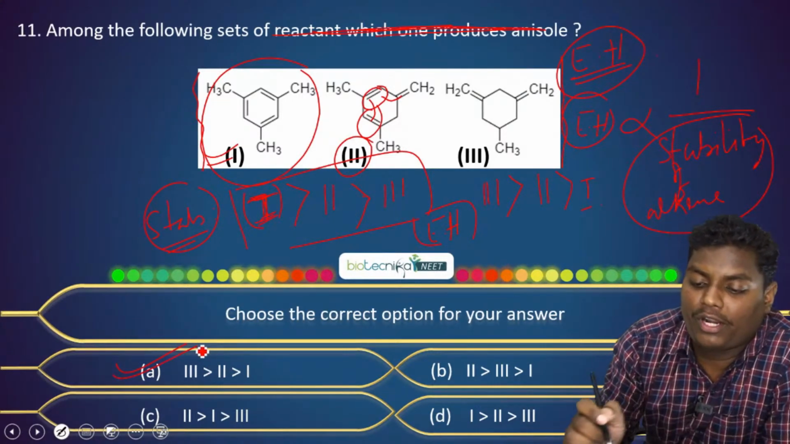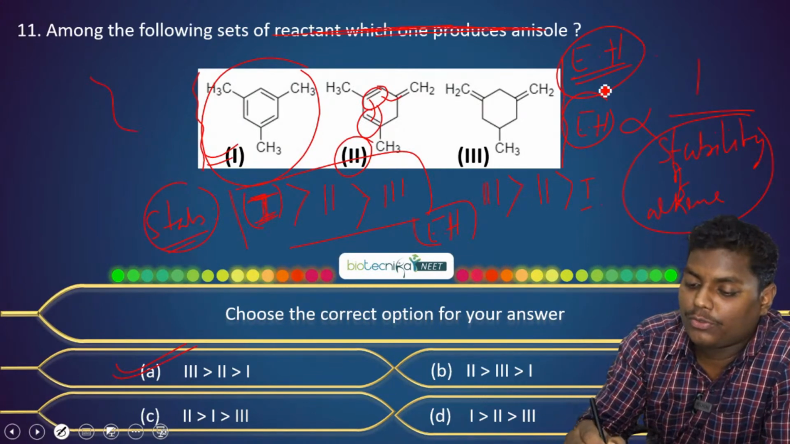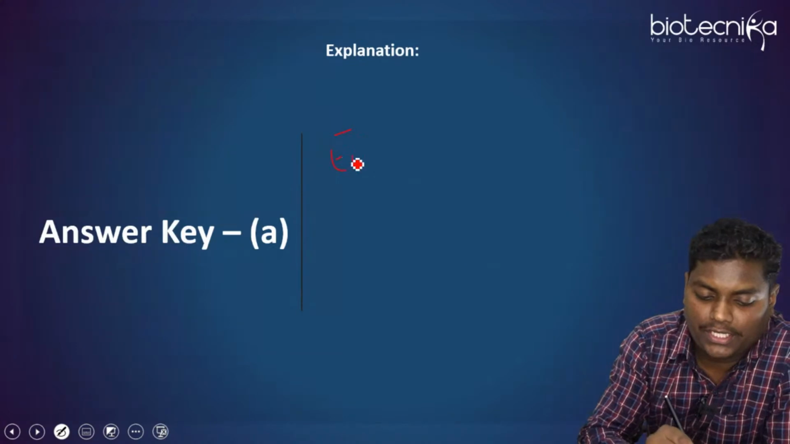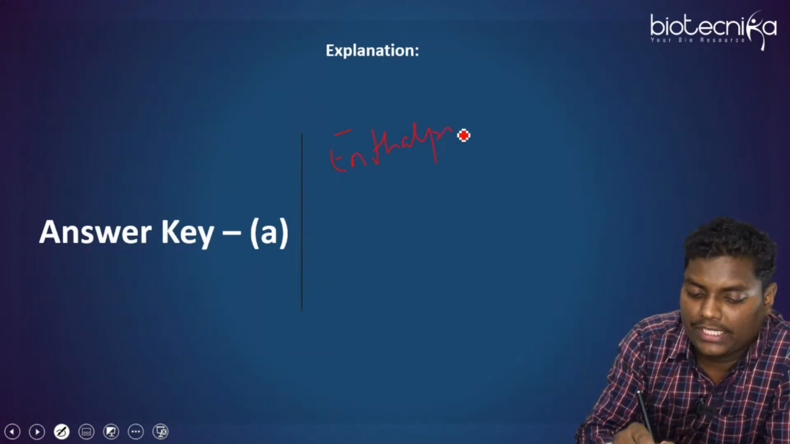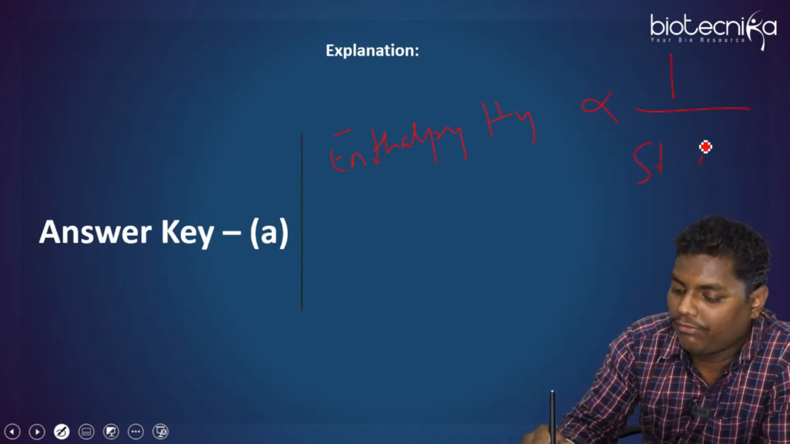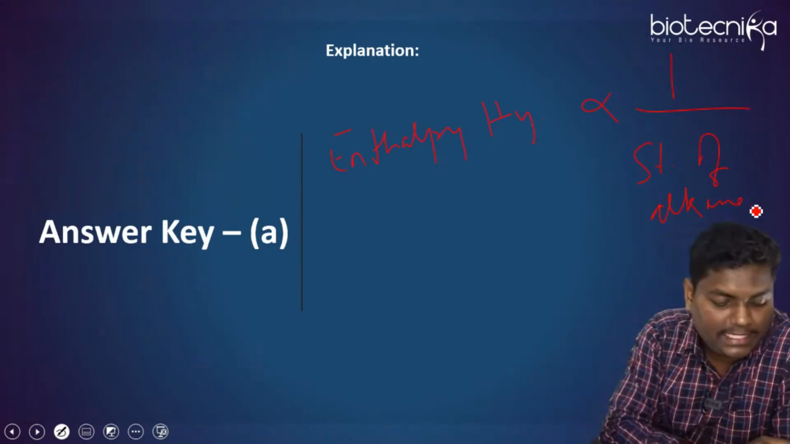Okay, I hope you got this question properly. The important thing to note here is that enthalpy of hydrogenation is inversely proportional to the stability of the alkene. Okay, great. Let's move to the next.